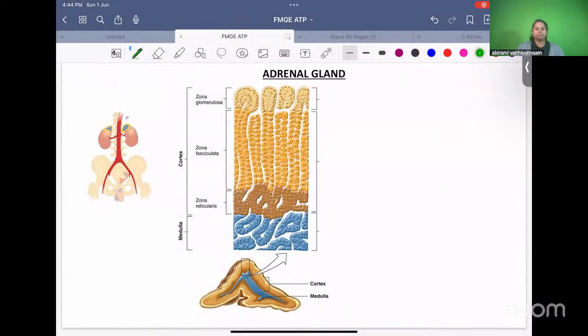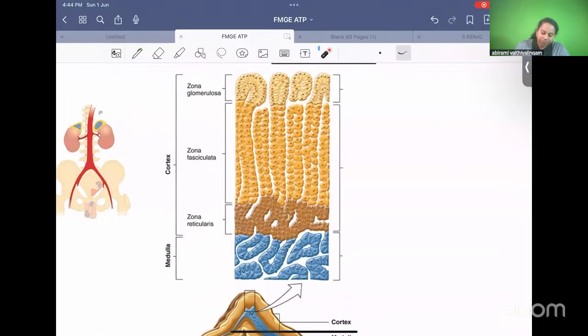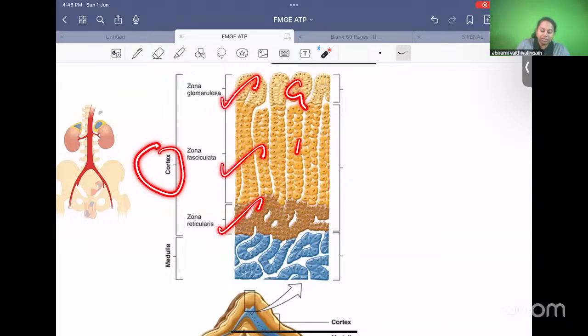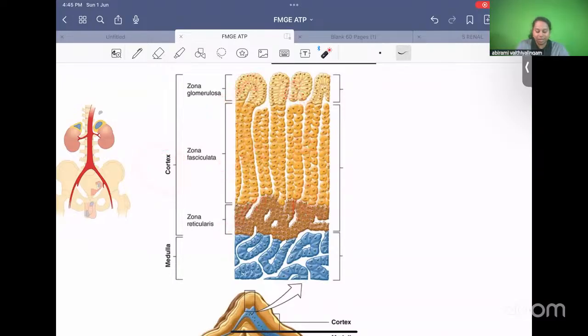Adrenal gland. The layers and the hormones are important. Recently, there was an image question based on this. The adrenal gland has an outer adrenal cortex, which is divided into zona glomerulosa, fasciculata, reticularis. The mnemonic is GFR: glomerulosa, fasciculata, reticularis, and medulla.